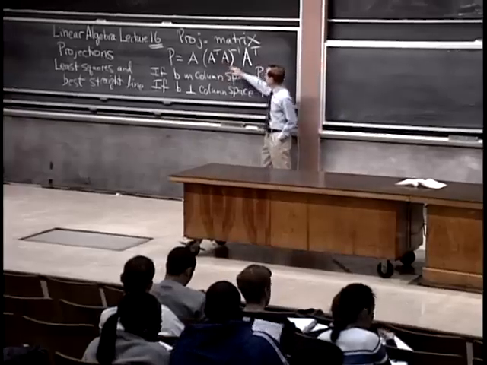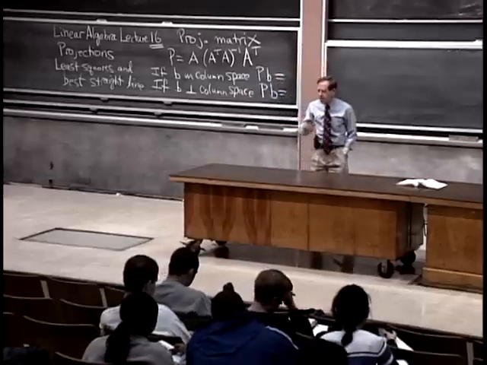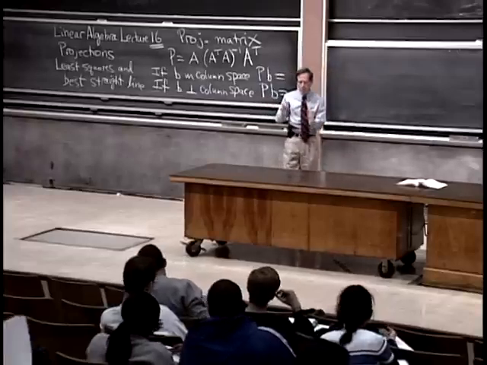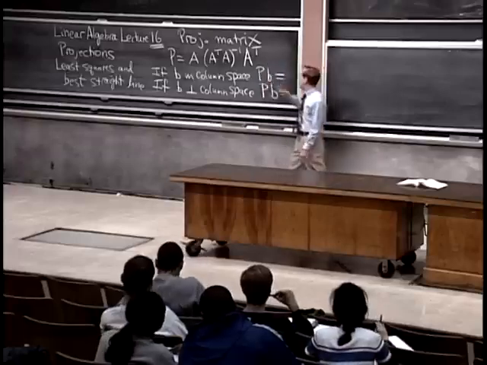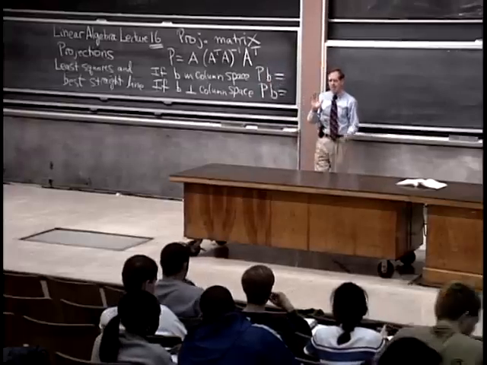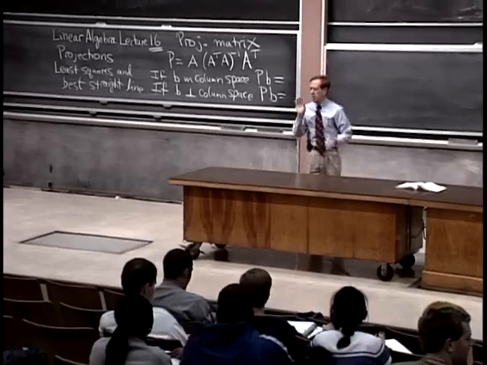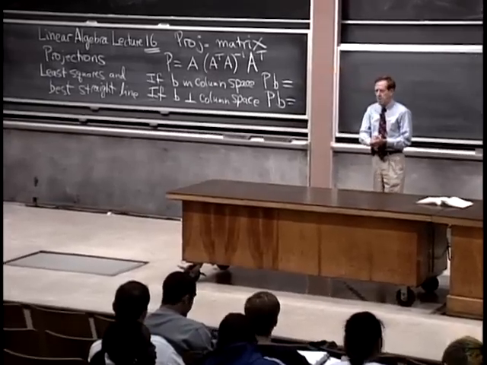What is that magic formula doing? For example, it's supposed to produce a projection. If I multiply by b, so I take P times b, I'm supposed to project that vector b to the nearest point in the column space.